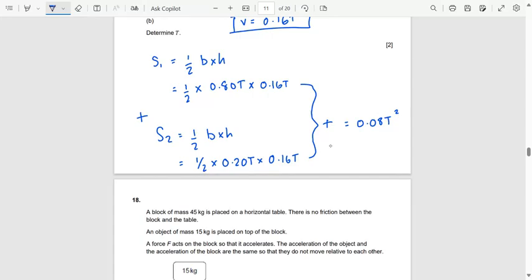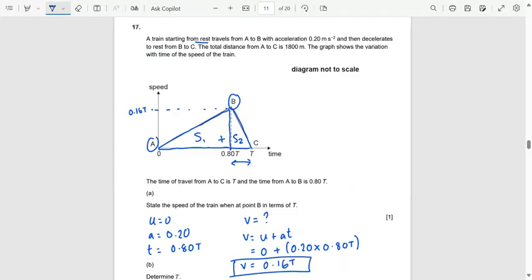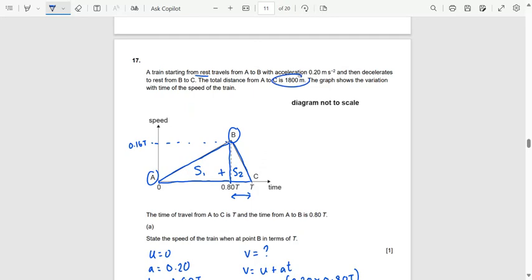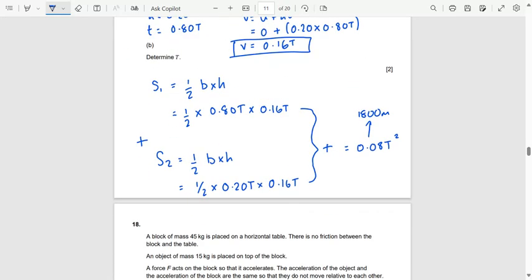We know that the total distance equals 1,800 meters because it's given here. So I'm going to put 1,800 meters equals 0.08t squared, and we rearrange. For t squared we get 22,500, therefore the square root is 150 seconds.